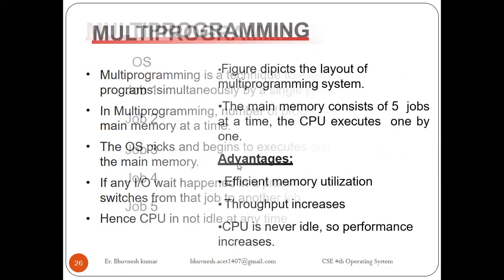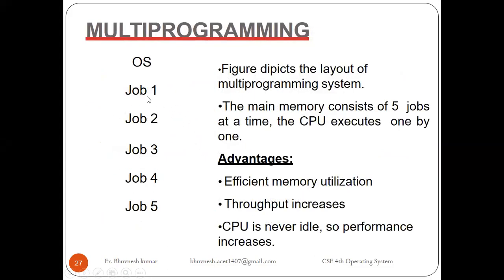Here is a diagram. There are a number of jobs. The processor is single. One by one, jobs are picked and executed by your operating system. If any job is in a halt condition or a waiting condition, then the next job will be picked and executed. Another one will be executed.